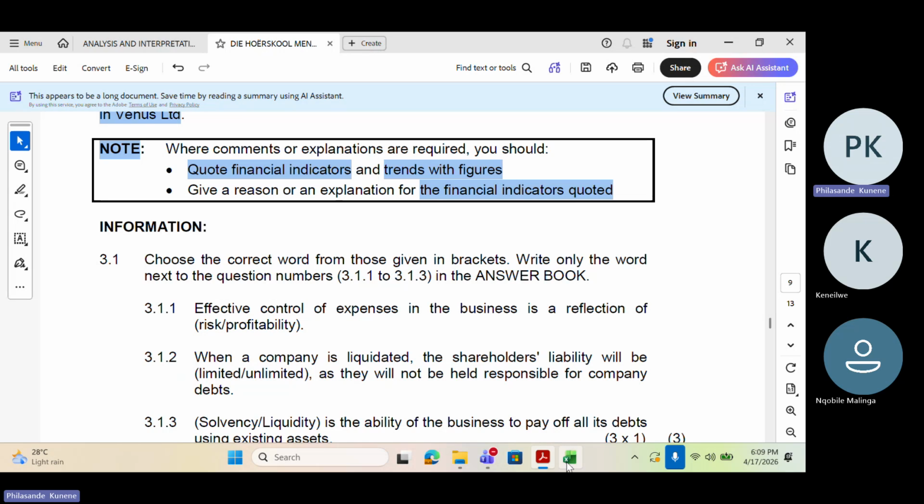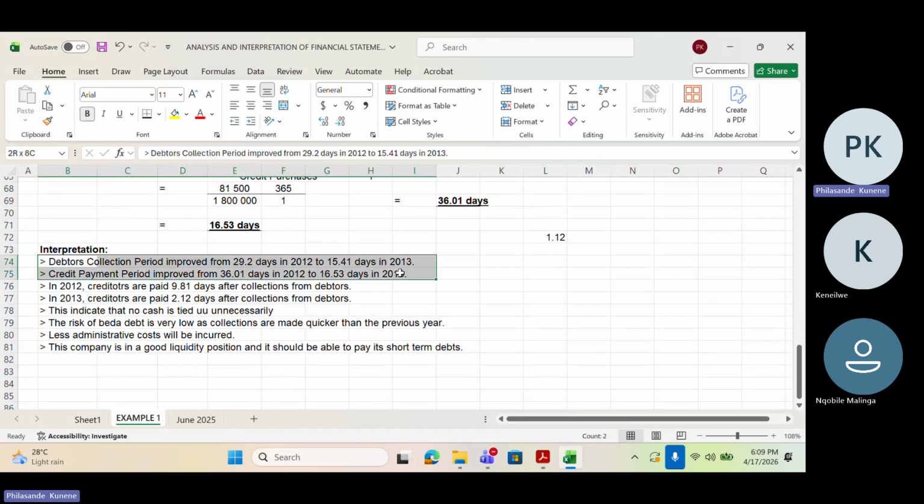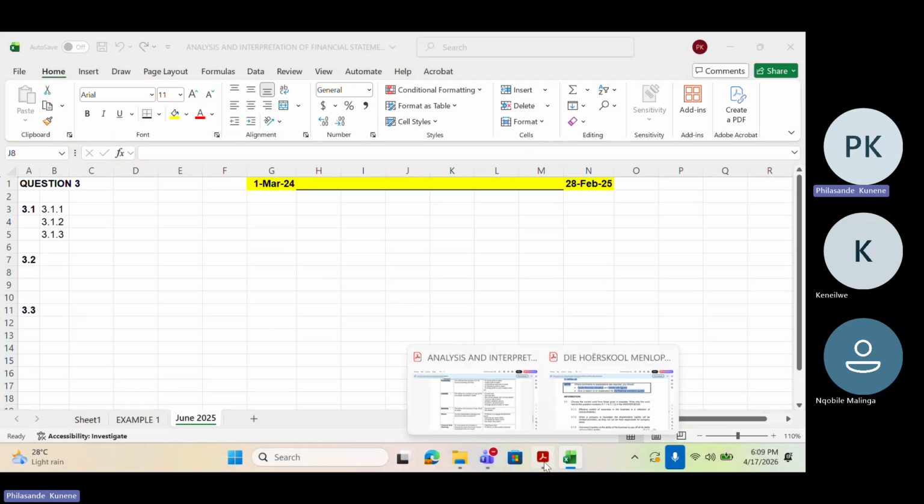You know very well how we were doing this thing here, right? We were quoting the financial indicators, right? We're just quoting the financial indicators. And then after that, we are able to give a reason or give some explanation to indicate to those who will be marking your exam that you do understand the meaning of the ratio. Because if you don't understand what the ratio means, there's no way that you can explain it.